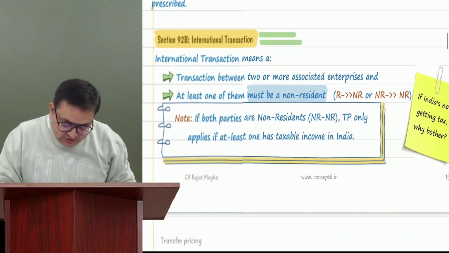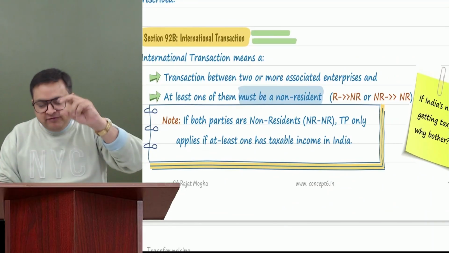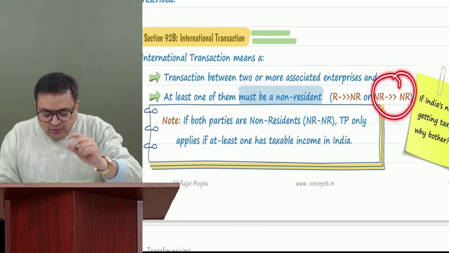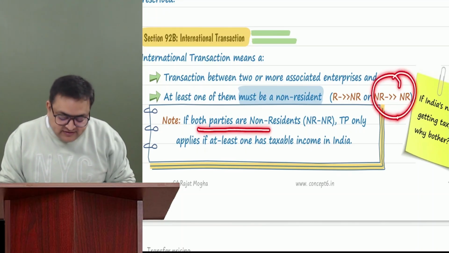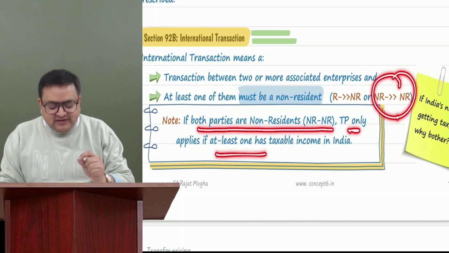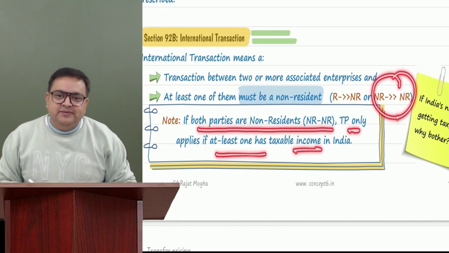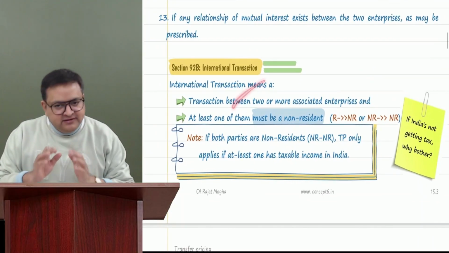But if both are non-resident parties, then does India become a superpower? No, we will only apply transfer pricing provisions if both parties are non-resident and at least one has taxable income in India. Understood? So this is an international transaction, an important thing.